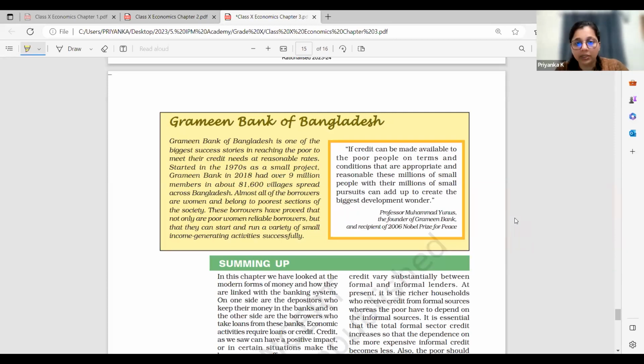The person who established the Grameen Bank, Professor Muhammad Yunus, was the recipient of the 2006 Nobel Peace Prize as well. His statement was that if credit can be made available to poor people on terms and conditions that are appropriate and reasonable, these millions of small people can add up to the biggest developments for an economy. So the Grameen Bank of Bangladesh is an example where credit facilities to poor people can also support the national development of every society.